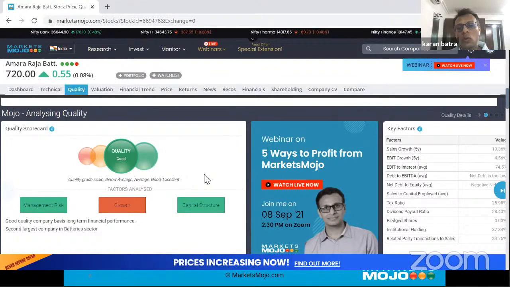Now, quality for us is a gatekeeper. What I mean is, if the company is not at least a good or excellent quality, it will never qualify as one of our recommended stocks or a Mojo stock basket. So the company on its own has to be at least good quality to even be considered as a Mojo stock.